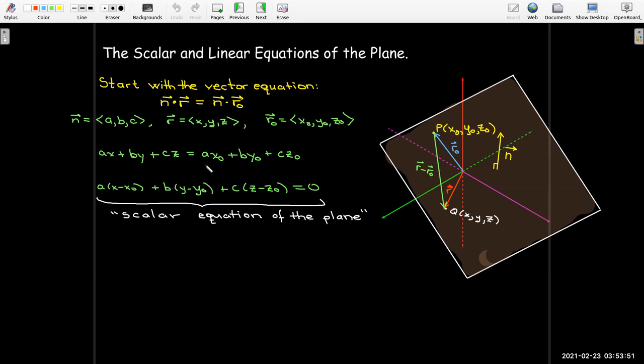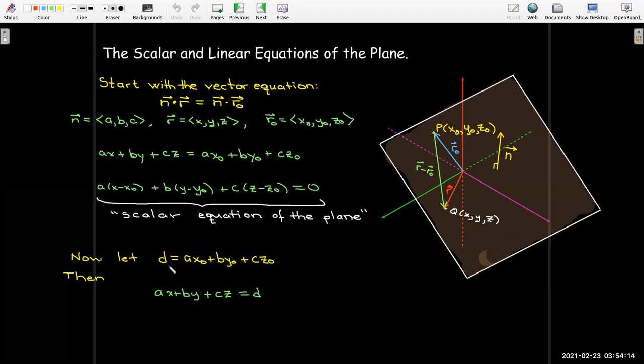Now, if I went back to what I had after taking the dot product, and if I just called that term, which is just a constant. Remember, x naught, y naught, and z naught are numbers. a, b, and c are numbers. So their dot product is just going to be some number. And I'm just going to call that number d. Then I can write the equation as ax plus by plus cz equals d, which is what we call the linear equation of the plane. And frankly, this is the most common form that we see.